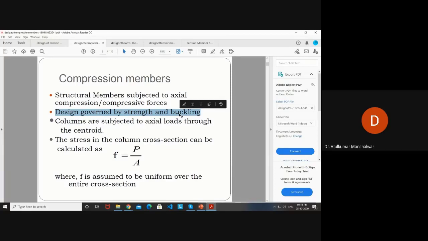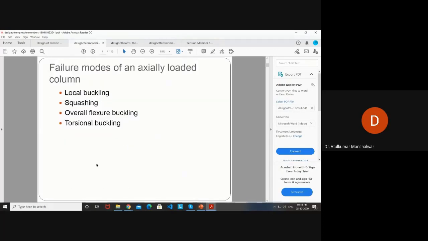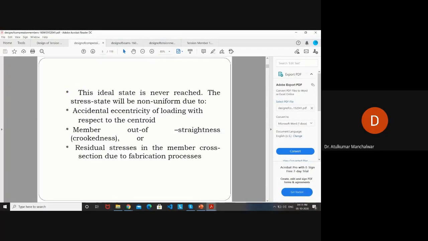The columns are subjected to axial loads through the centroid. The stress in the column section can be calculated by P by A. That is pure strength, because the force is only the compressive force. The failure modes of an axially loaded column are local buckling, overall flexural buckling, and torsional buckling. So these are the types of failure that occur in compression members.